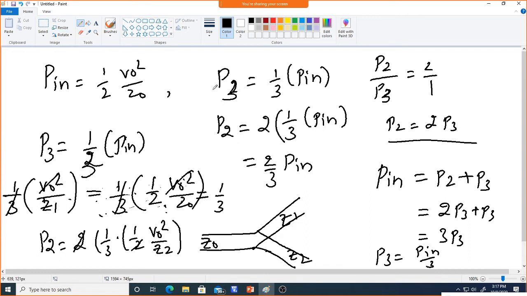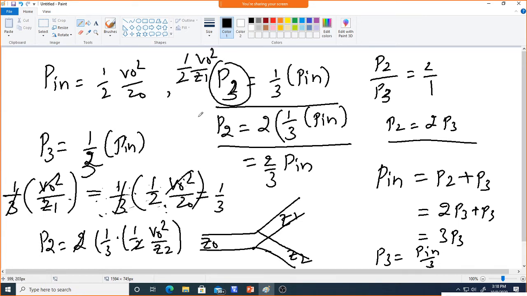We got P3 in terms of P in and P2 in terms of P in. So this is 1 by 3 times of P in and this is 2 by 3 times of P in. Now if we express P3 in terms of Z1, that is half into V0 square by Z1, and similarly P2 is half into V0 square by Z2. Now we need to equate these two equations, and you already know P in will be equal to half into V0 square by Z0.